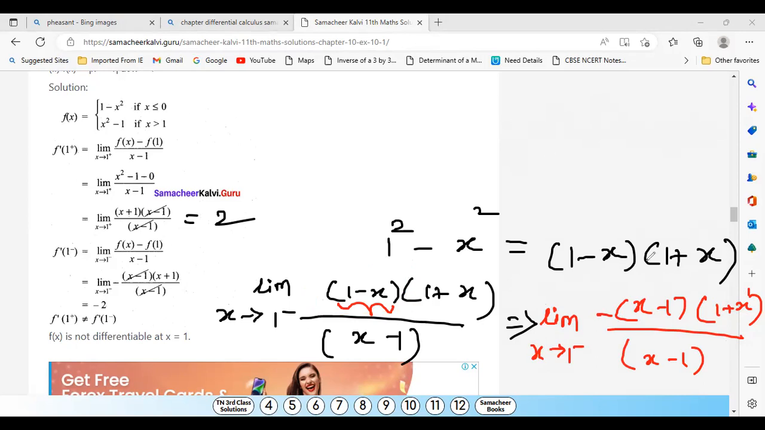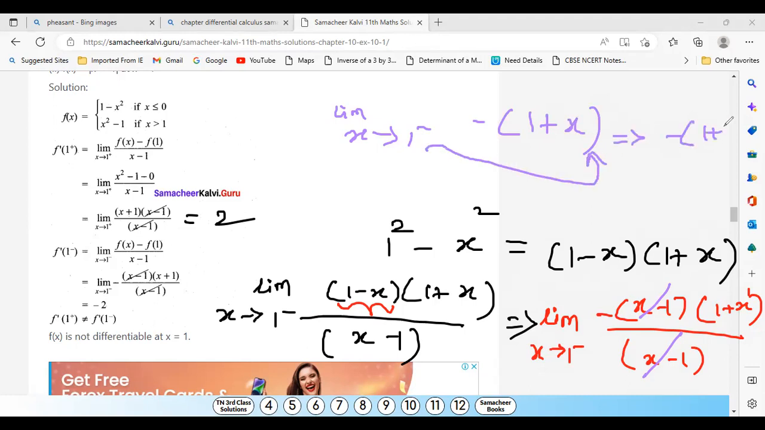Yes, ma'am. Why I'm doing it? Simply to make the cancellation, just to cancel out the x minus 1 in the numerator and the denominator. So now you would be left with limit x approaches 1 negative of 1 plus x. Okay. So now you just want to substitute x as 1 here. So that would become 1 plus 1, which will give you minus 2. So the answer is minus 2. Is it clear?